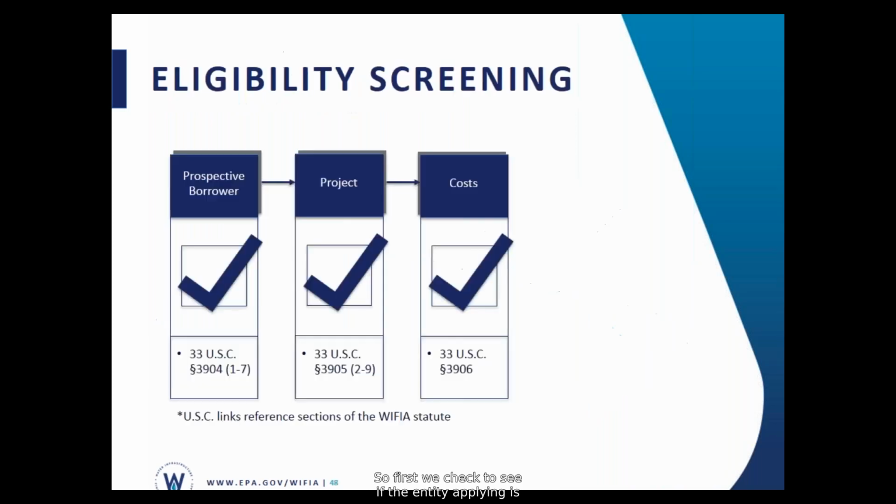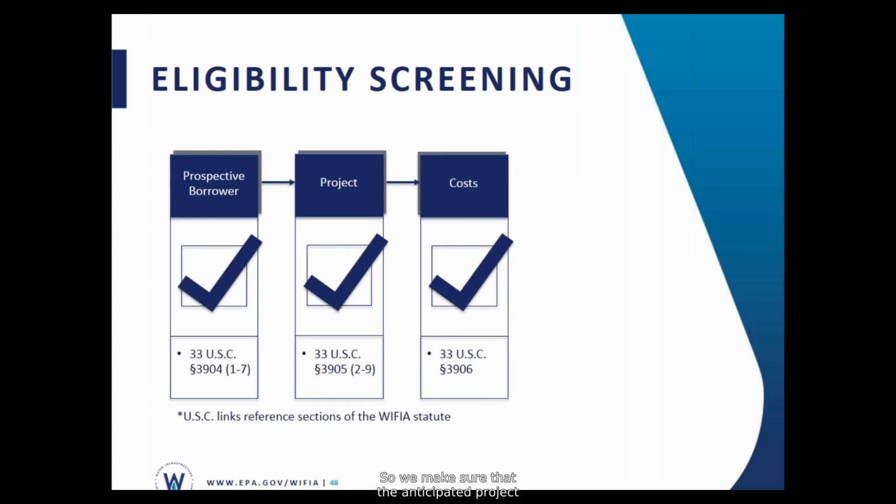So first, we check to see if the entity applying is an eligible entity. And if it is a private entity that is eligible, we check to make sure that there's a clear demonstration of public sponsorship. Second, we make sure that the project is an eligible project. And then third, we just make sure that the costs are eligible at the high level.